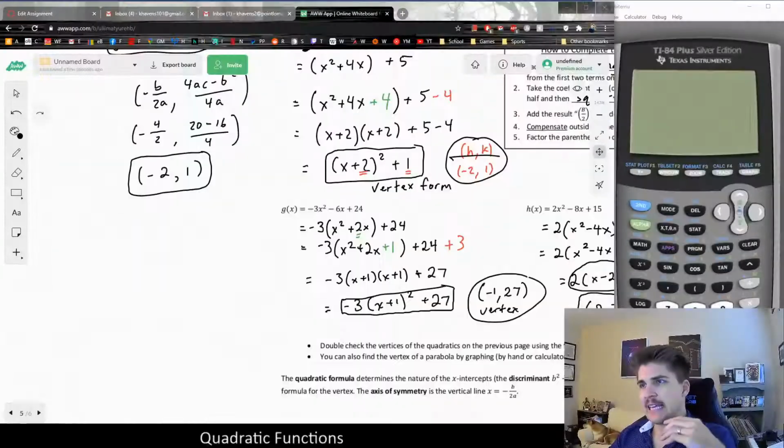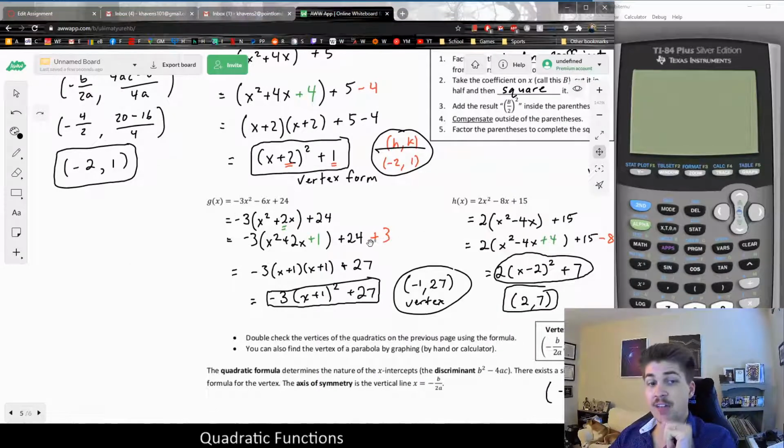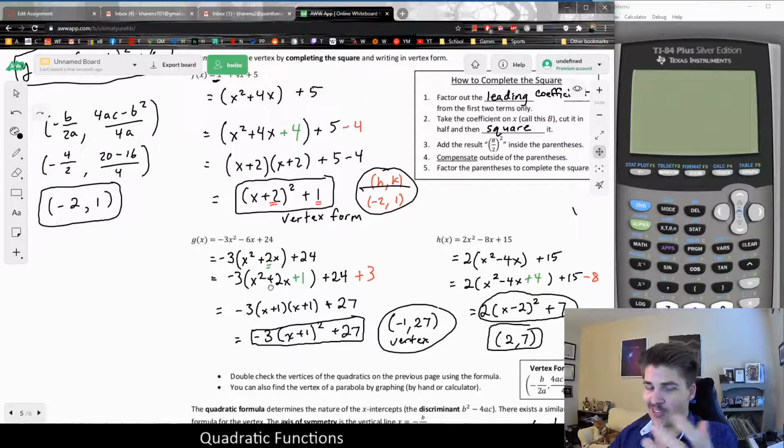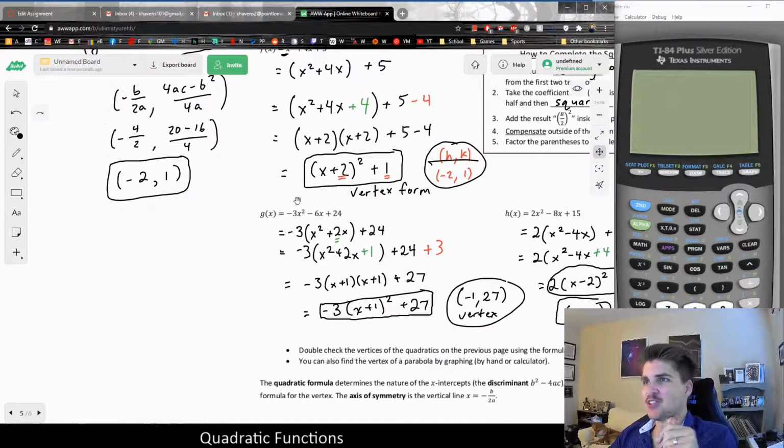Now let's apply the vertex formula just to double check with g and h to make sure that those vertices also come through. That's the plural of vertex, by the way. Vertices. Usually you don't have more than one, because in a quadratic function there's only one vertex. There's not multiples. But anyways, let's check it with the formula.